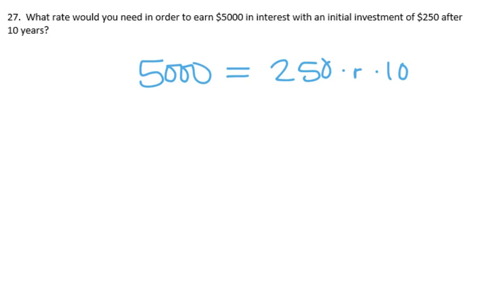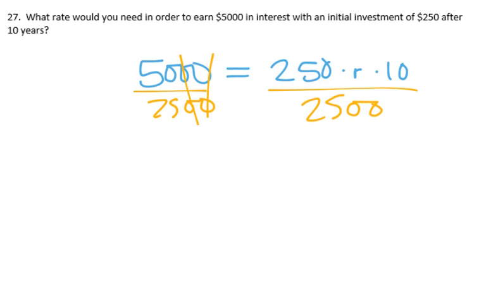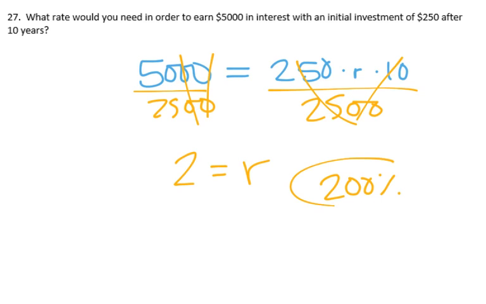Because of the compounding, we're not having to do that here. 250 times 10 gives us 2,500, so we divide by 2,500. We should get 2, which would equal our rate. Turning it into a percent, we'd have to have a 200% interest rate. And without knowing how it wants to be compounded, that's as much as we can do.